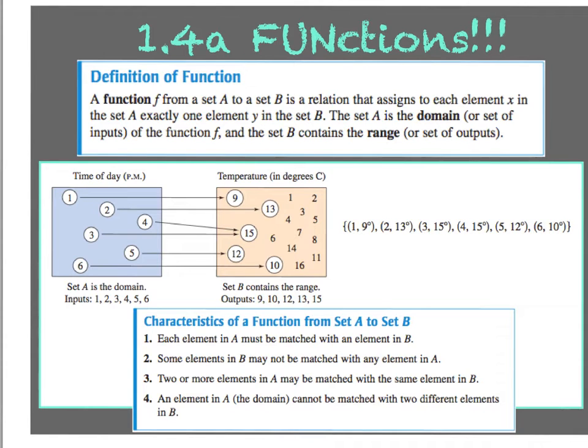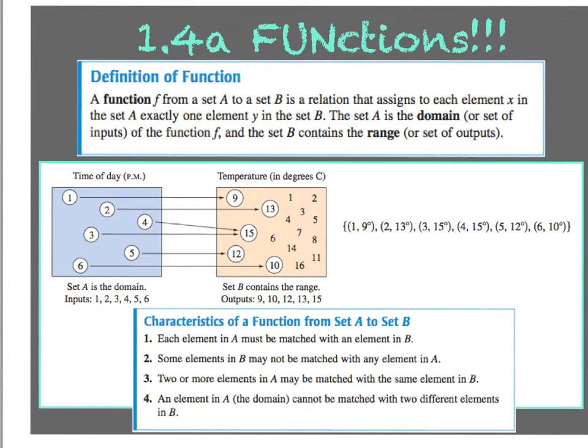A function f from a set A to a set B is a relation that assigns to each element x in the set A exactly one element y in the set B. The set A is the domain, or set of the inputs of the function f, and the set B contains the range, or set of outputs.